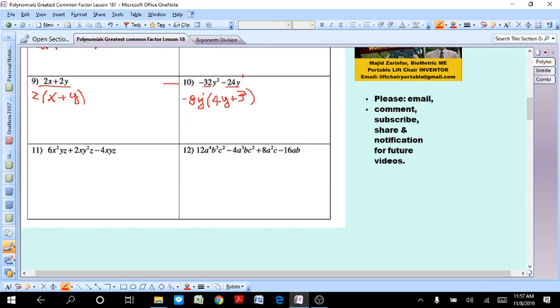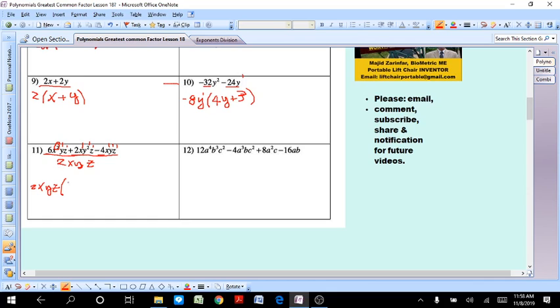What about number 11? We have 6, 2, and 4. So I can divide everything by 2, right? Now take a look at this. X raised to the power 2, x raised to the power 1, and I have an x raised to the power 1 here. I have y raised to the power 1, y raised to the power 2, and I have a y here, and I have z raised to the power 1, z raised to the power 1, z raised to the power 1. So what can I do here? I can divide everything by 2, and then my factor would be x, y, and z. Okay, so we have 2xyz. Now let's do our operation.